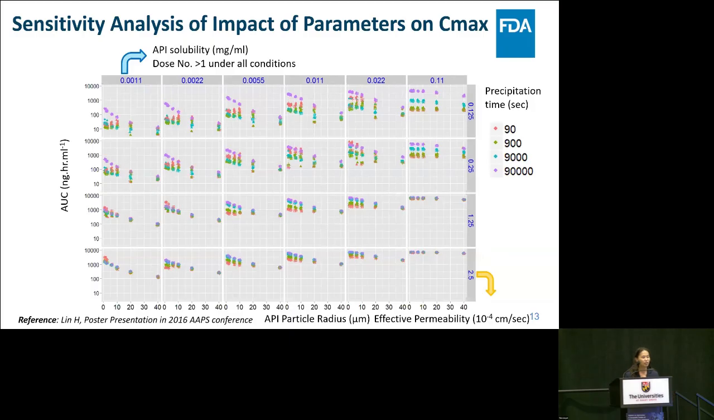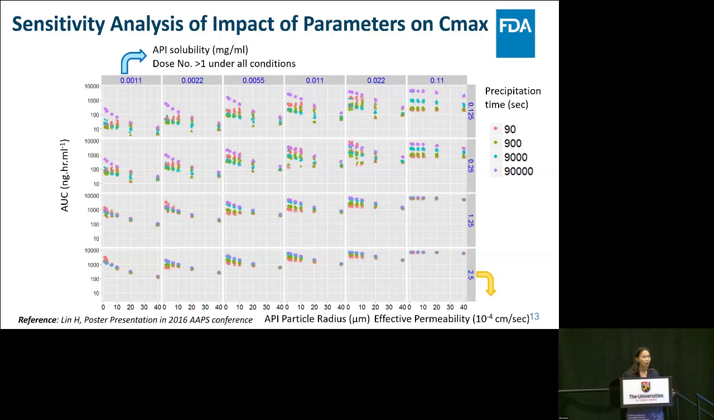This sensitivity analysis I want to show you is to see how the permeability and the solubility interplay with each other. It can impact the sensitivity of the AUC and the Cmax to the particle size changes. So you can see the y-axis indicates the AUC. The x-axis indicates the API particle radius. From the top to the bottom, the permeability goes from low to high. And from the left to the right, the solubility goes from low to high. And the different colors indicate different precipitation time.